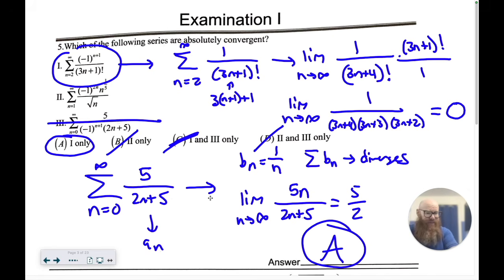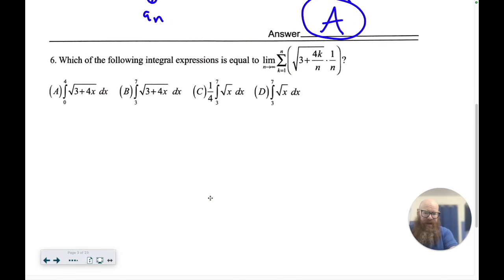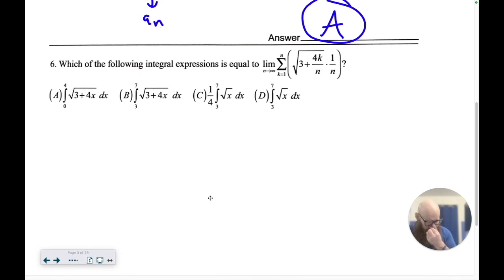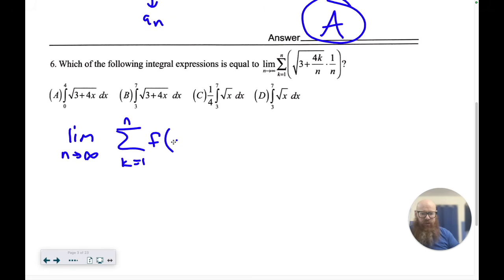All right, let's keep it moving. So we take a look at number 6. And what we have here is we have to understand the limit definition. So the limit definition of an integral is the limit as n goes to infinity, the summation from k equals 1 to n, of f of c sub k, which is a plus k delta x times delta x.